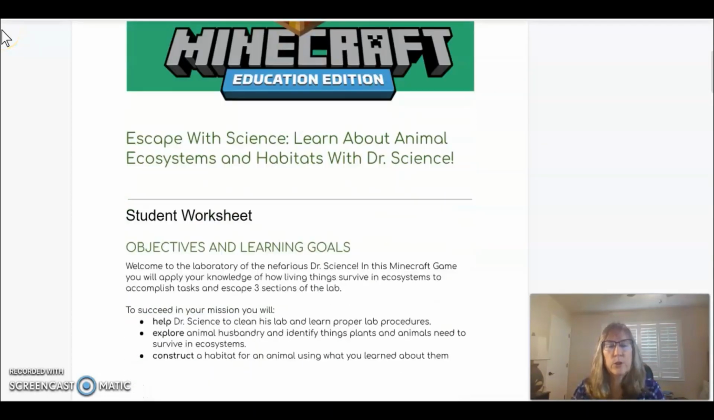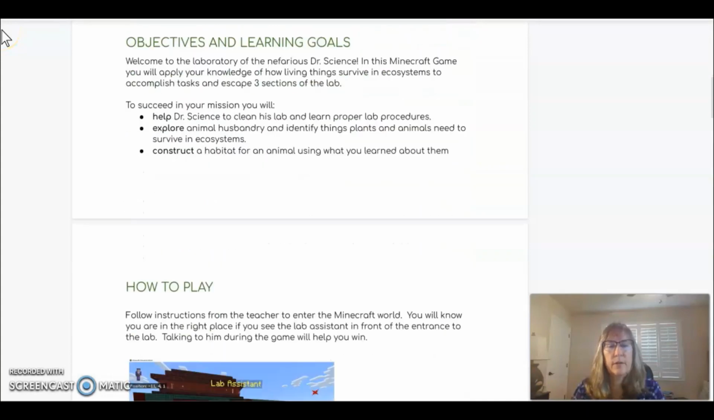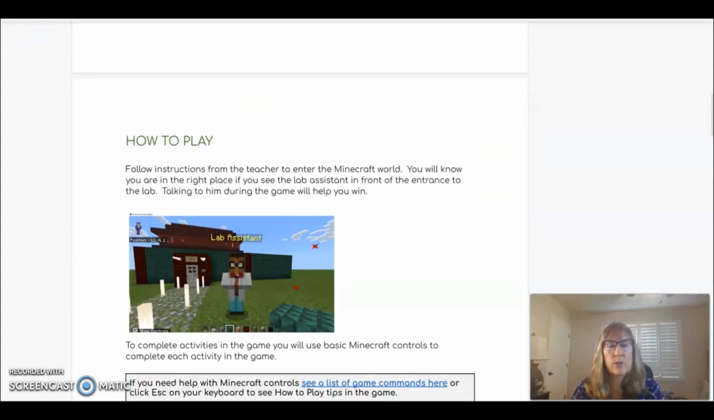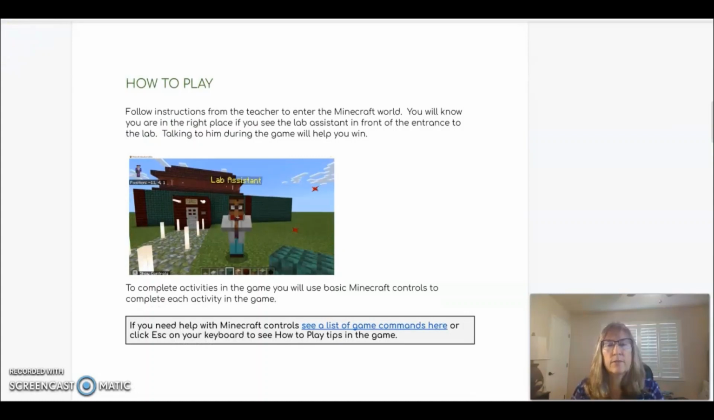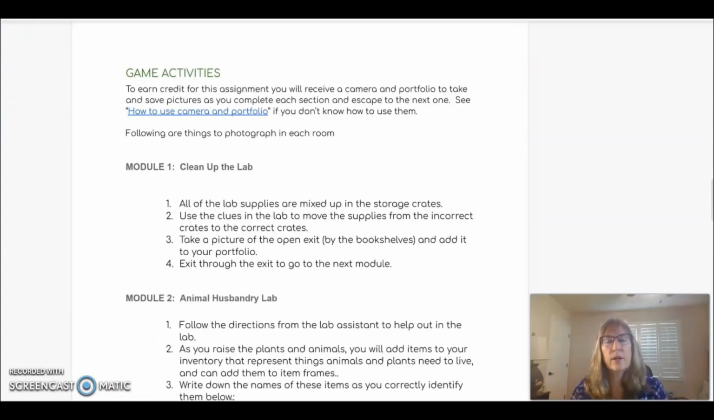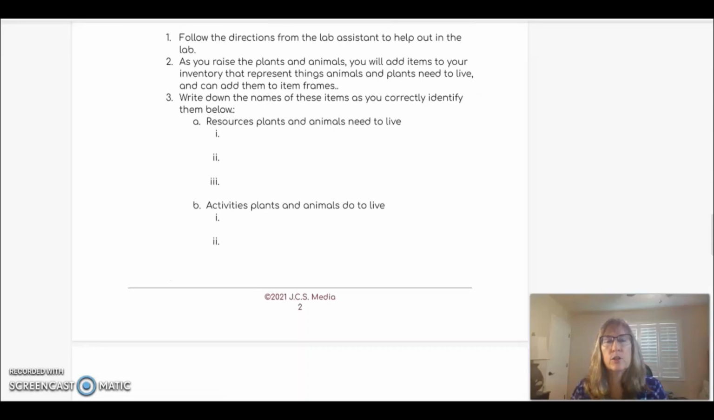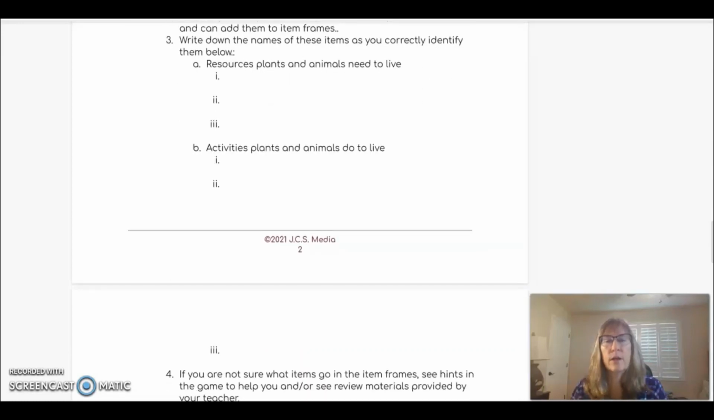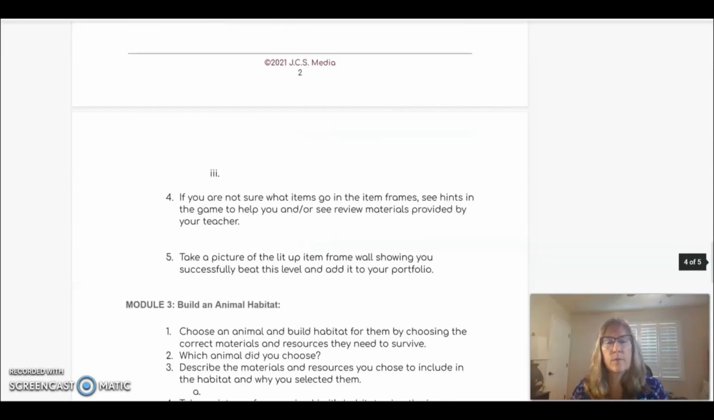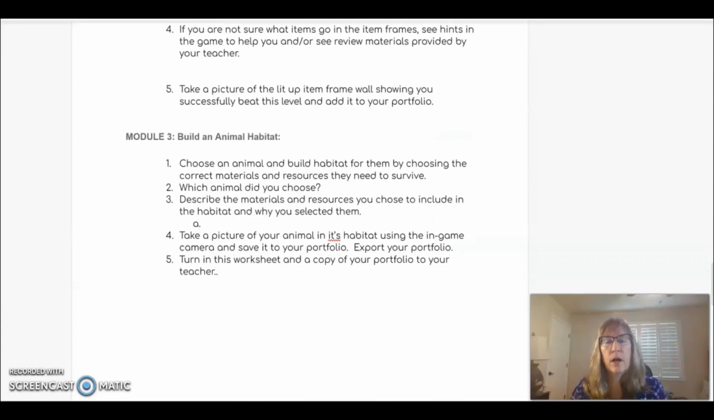Students are provided with a worksheet to help them navigate the game. It includes resources to help those students that may be less familiar with how to play the game, as well as directions on how to collect evidence of their accomplishments in the game. In some rooms, they may answer questions or provide information based on the activities, and in others, they may take photos of the work that they've created.